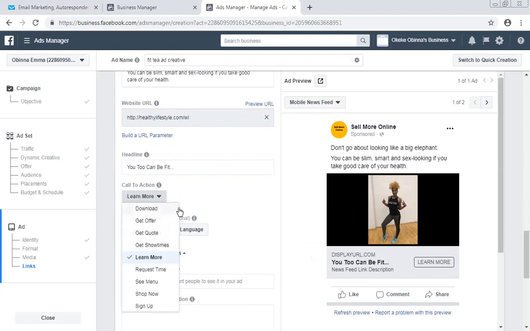If it's to download, maybe you are giving a free ebook, you can click on download. What that means is that you put the website, the page you want them to go to. So once they click on the download, it takes them to where, of course, you get their details, and then they can download whatever it is you are offering them. If it's to sign up for a training, I can use the sign up button. All right. But for this product and for the sake of this training, I can use the learn more button.